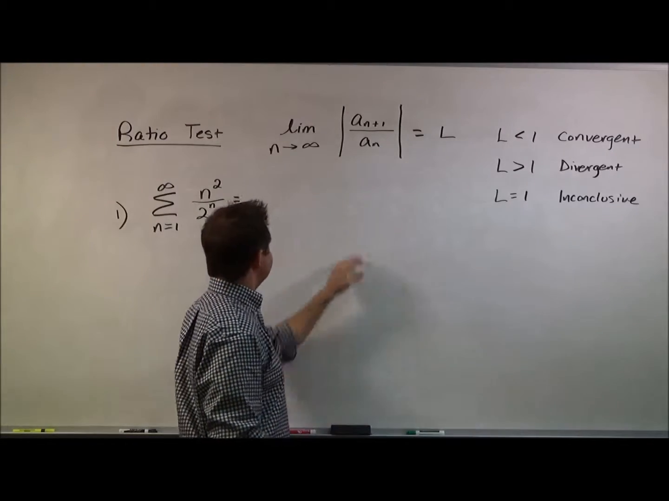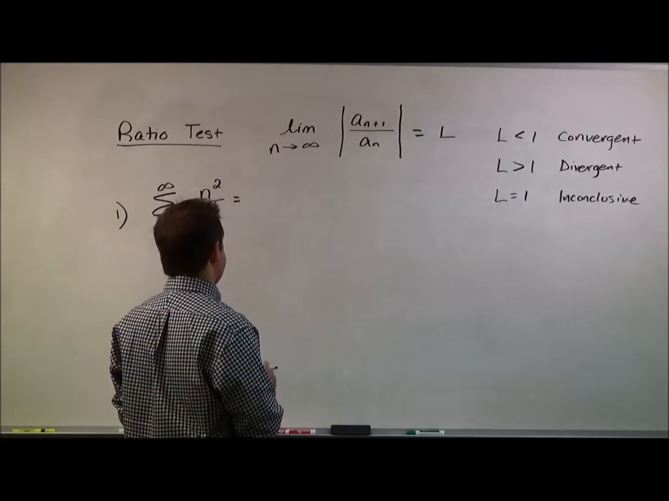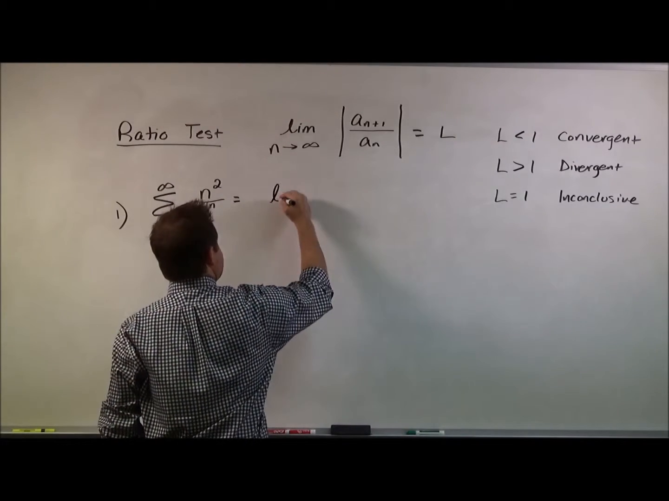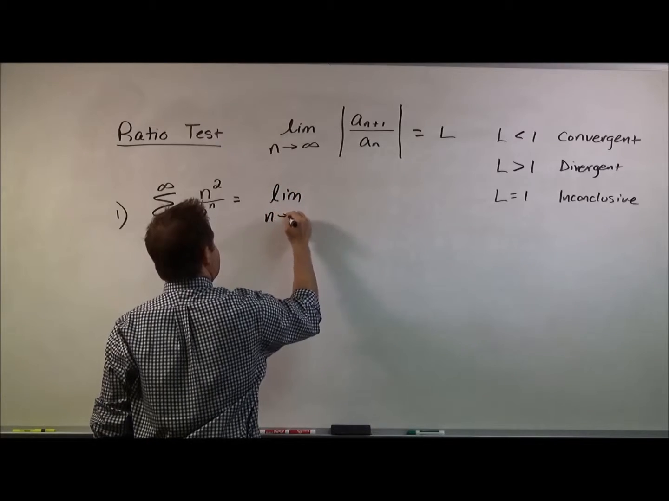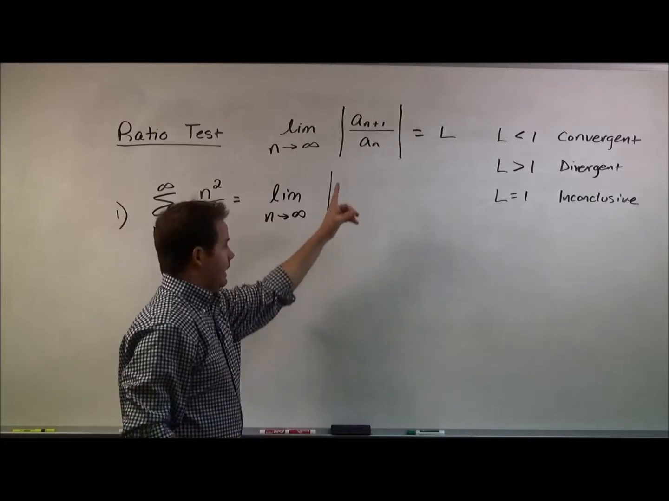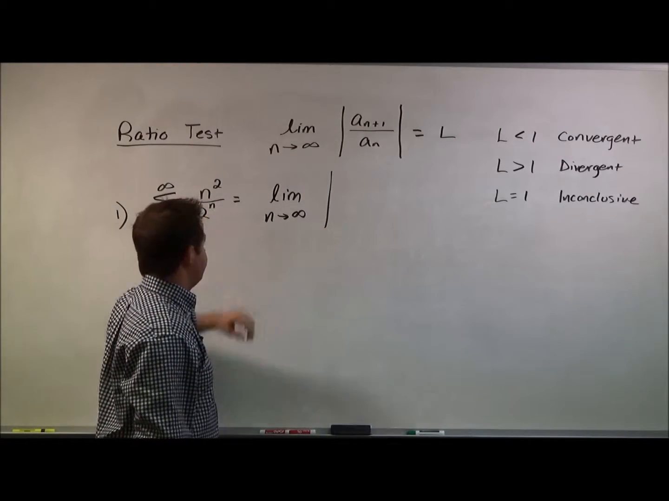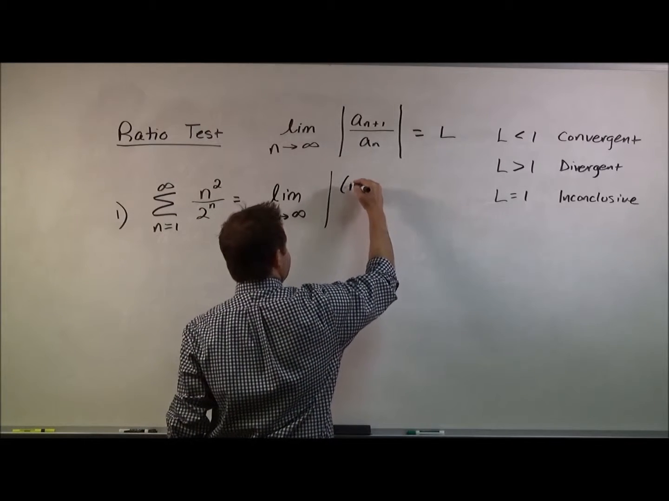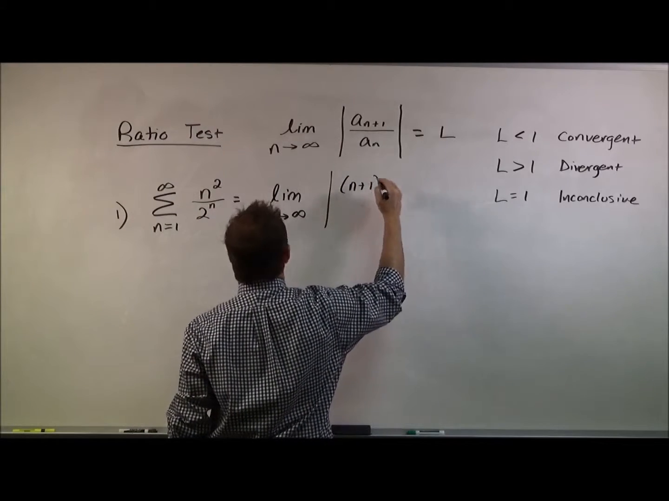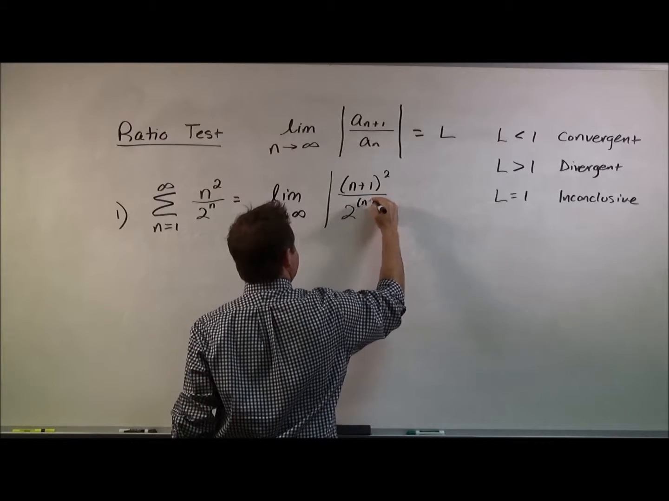If we use this general formula that we see up here, the limit as n approaches infinity of a sub n plus 1 is going to basically mean you're plugging in an n plus 1 in place of each n that you have here. So that would be n plus 1 squared over 2 to the n plus 1.